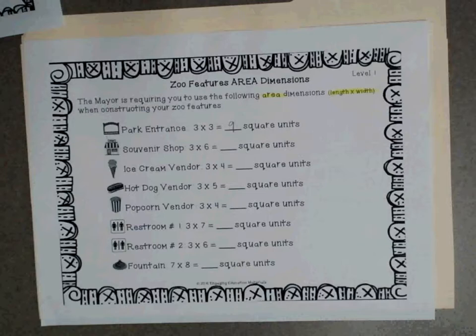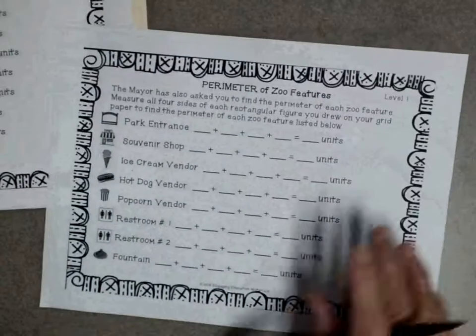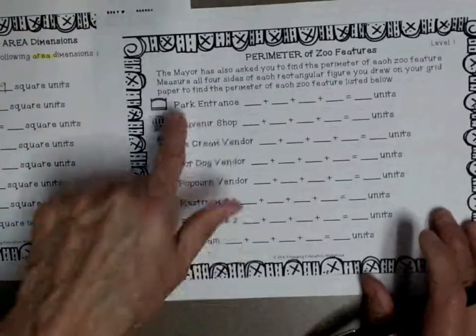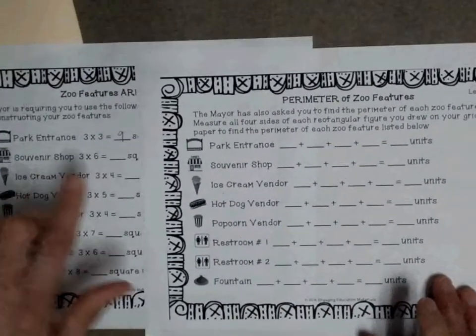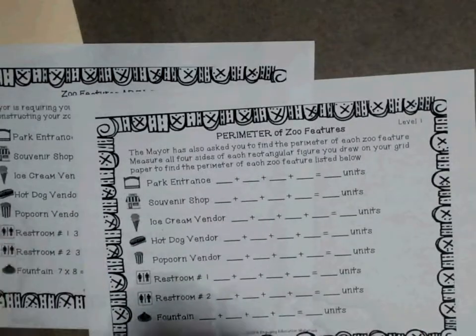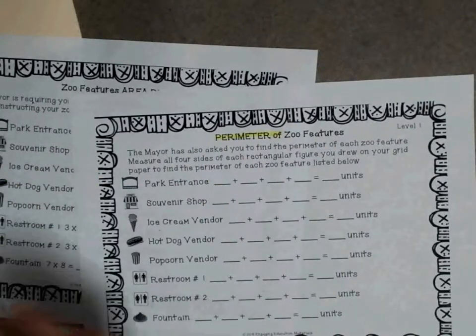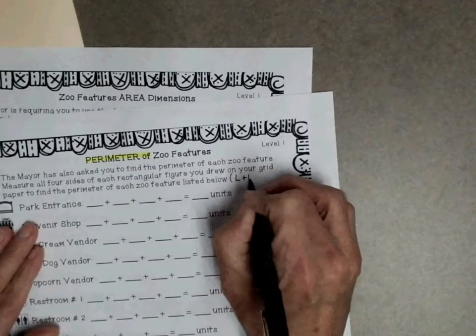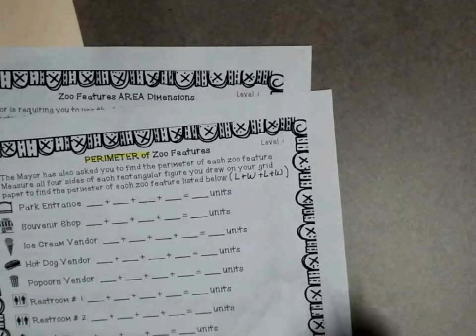So once you have completed your area dimension page of your non-negotiable zoo features, you're going to get the second page that's called the perimeter of zoo features. This is your second non-negotiable. So I'm going to take the information from my area to use for my perimeter. And let's highlight the word perimeter. It does not tell you the formula here, but let's write that down here. Length plus width plus length plus width. And of course some of you can do, well, it's already plus, so we're just going to keep it like that. I'm going to highlight that.